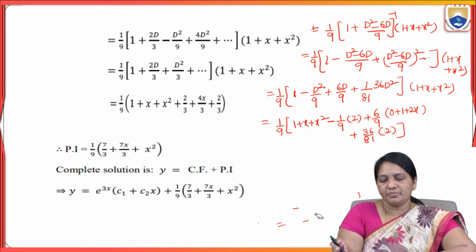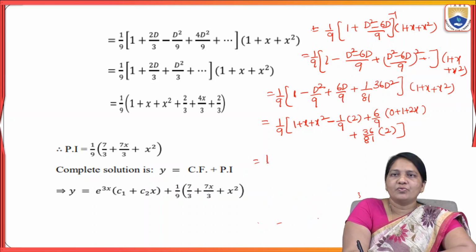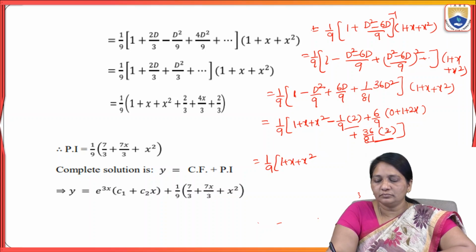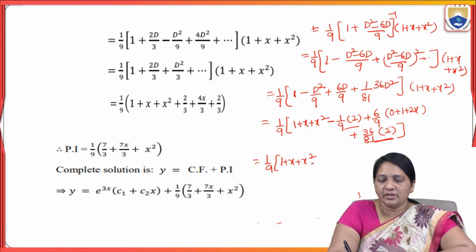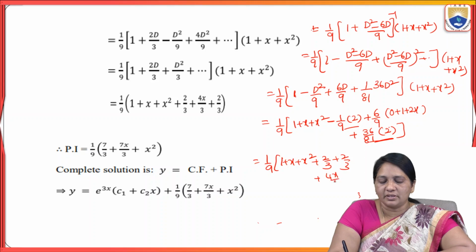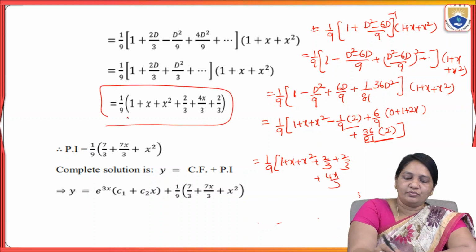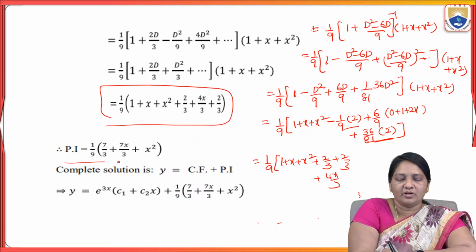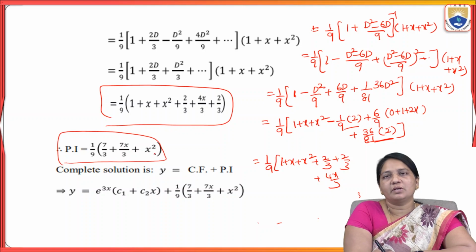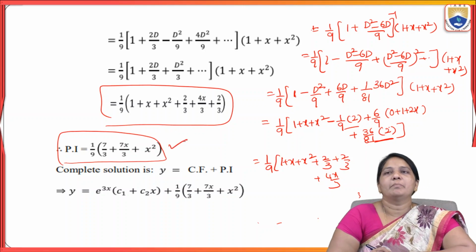Now we are going to simplify this. We are getting the terms here: 1 by 9, 1 plus x square, and here 2 by 9. After simplifying these two constants, we are getting plus 2 by 3 and one more 2 by 3 also is there. And the x term we are getting here is 4x by 3. So this is the final value. After simplification, the final value, PI equals 1 by 9 into 7 by 3 plus 7x by 3 plus x square. So this is our particular integral.